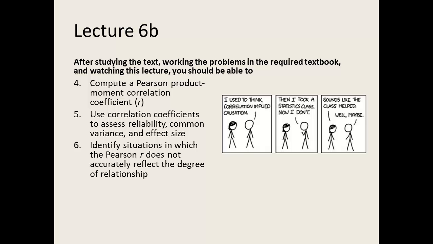In Lecture 6b, we will learn to compute a Pearson product moment correlation coefficient, use correlation coefficients to assess reliability, common variance, and effect size, and identify situations in which the Pearson R does not accurately reflect the degree of the relationship.